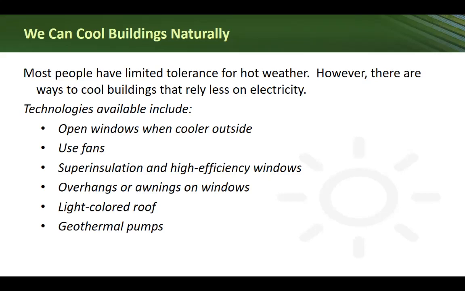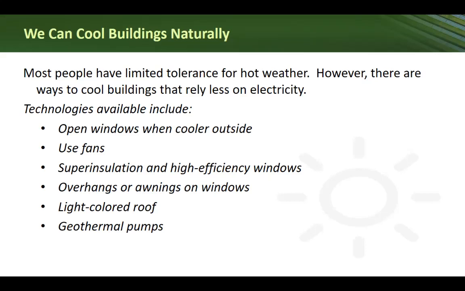Use fans, move the air, help it move the air rather than using air conditioning. Try super insulation. Make your house incredibly well insulated so that when you heat it up or when you cool it down, it maintains that temperature much more effectively. And this really helps if you have high efficiency windows. Put in overhangs or awnings on your windows to help reduce the midday sun getting into the house, but still allowing those early and late day heat to come in. Do light colored roofs so you don't absorb as much heat on the roof.